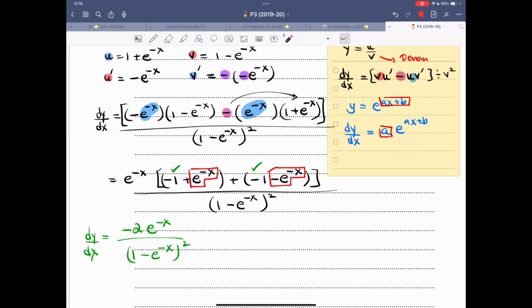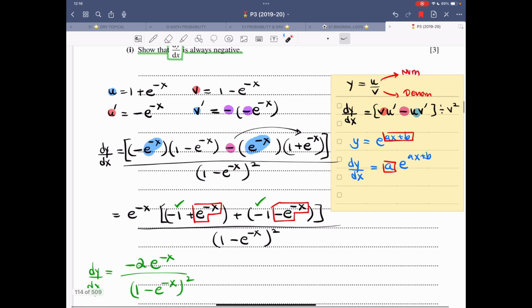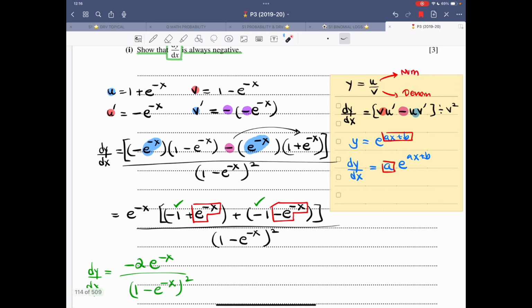It depends on how much simplification you want to do initially, or do you want to do it later. It's just a matter of choice. So if I double check all my working: show that dy by dx is always negative.